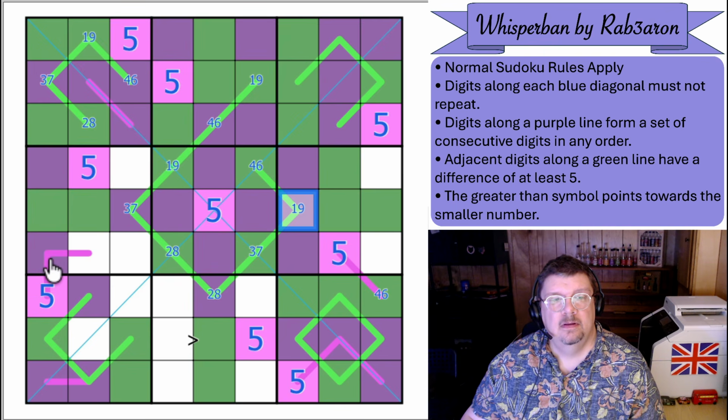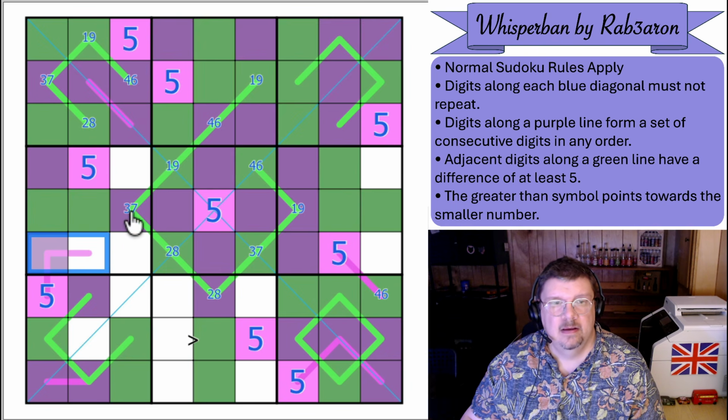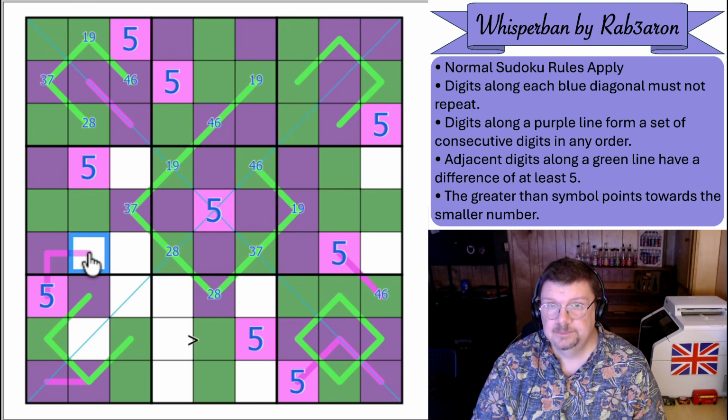Now if purple is low, then this can't be a 5, 4, 3 Renban because the 3 would be here. If purple is high, this can't be the 5, 6, 7 Renban because the 7 would be here. Therefore, this has to be a 4, 6 pair. That is green.